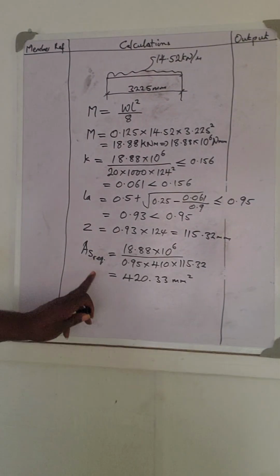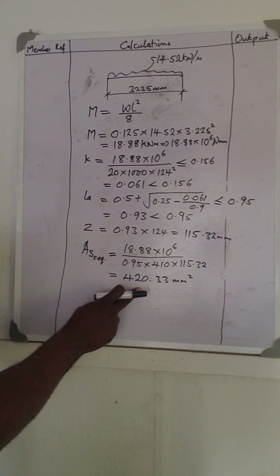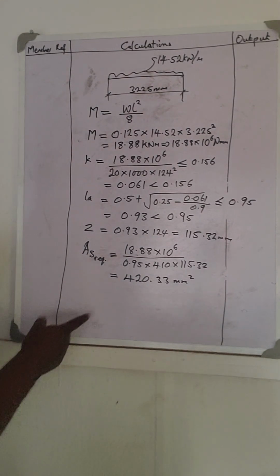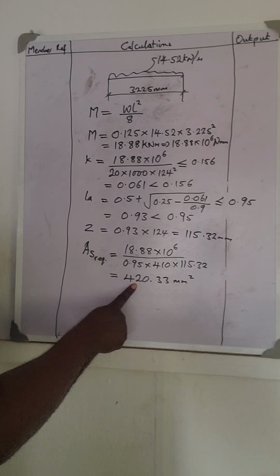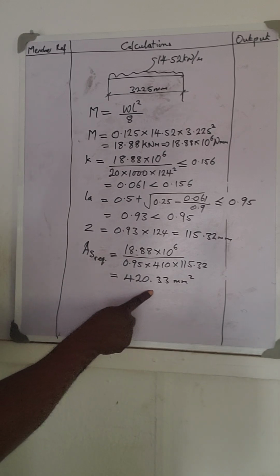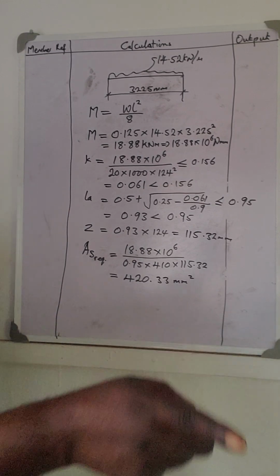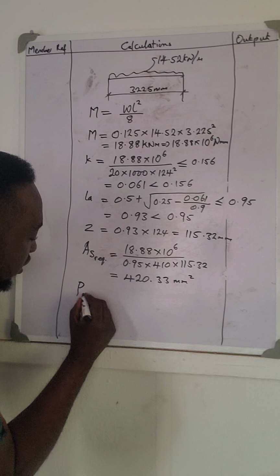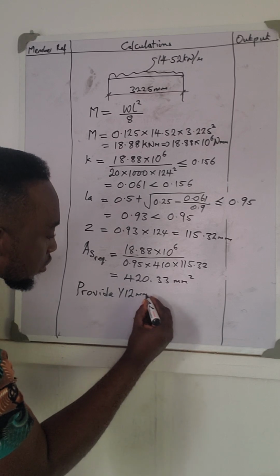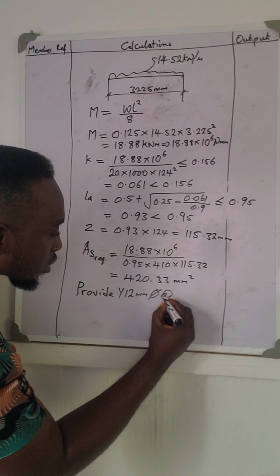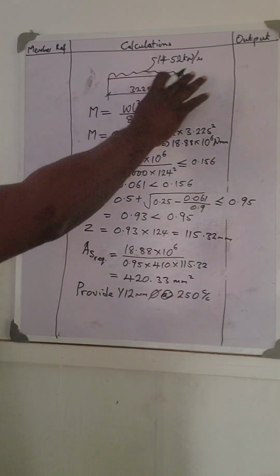All right. Now, this is the area required for this structure to be safe. If you go to your BS code, you look for an area of steel that is closer to this. The area of steel that is closer to this is Y12 at 250 center to center, and the area will be 452 millimeters square. If you go to your BS code, it's there. So you now say provide Y12 mm diameter bar at 250 center to center.